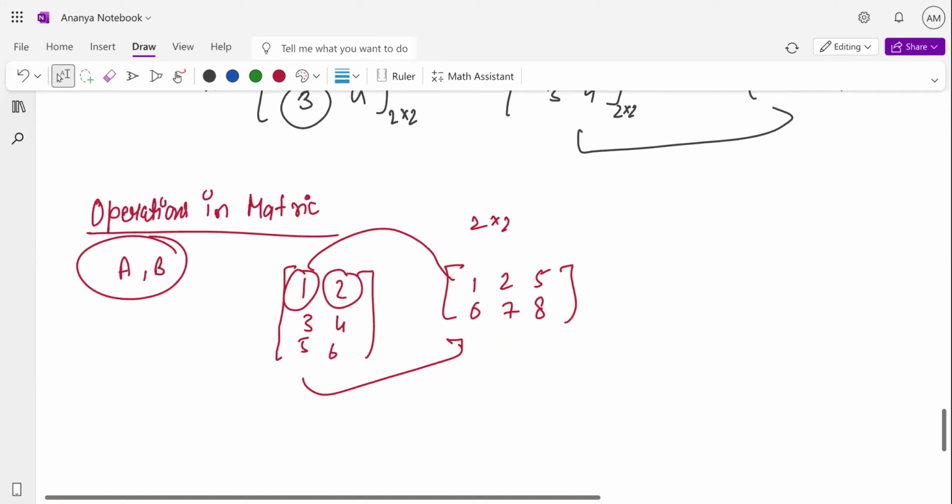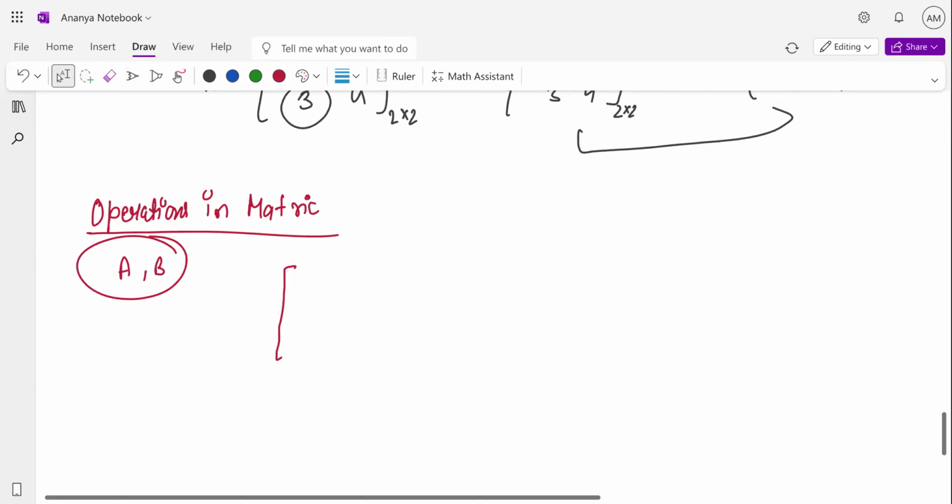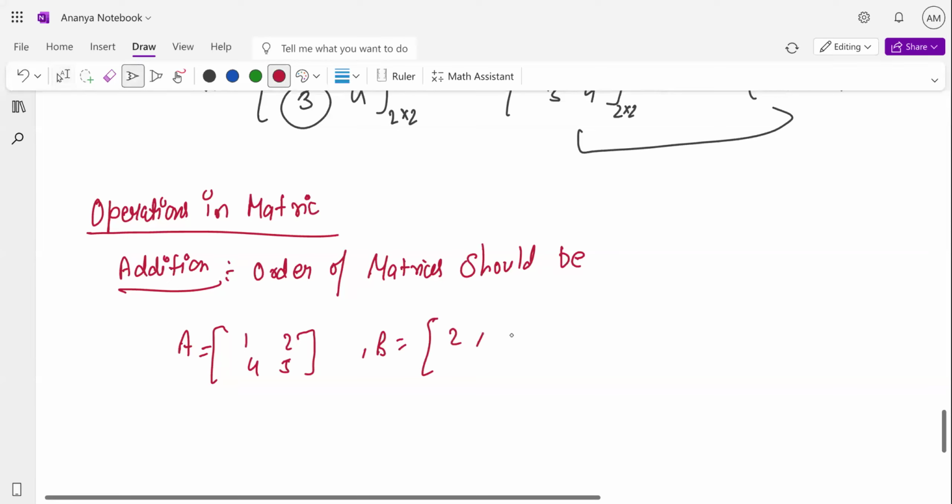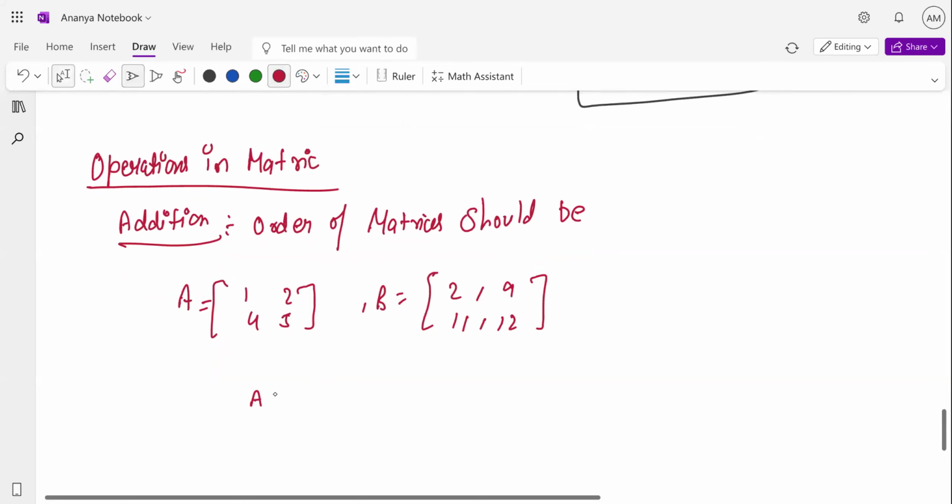So to add two matrices, what is the most important thing? The order should be the same. Order of the matrices should be the same. So let's say A is given as 1, 2, 4, 5, and B is 2, 9, 11, 12. So what is the sum, A plus B?